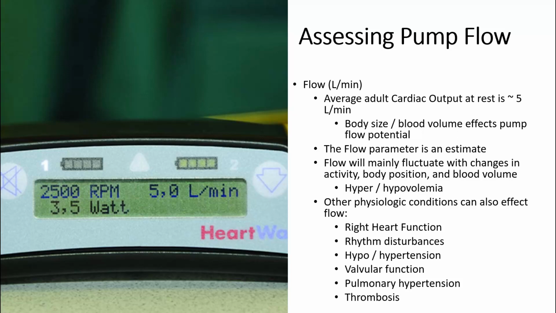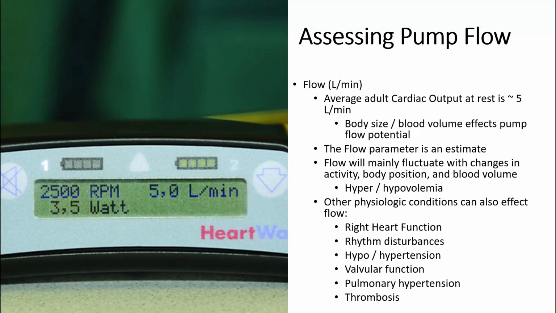But you and me sitting here, we probably have 5 to 6 liters per minute cardiac output every minute, just sitting here at rest, and that increases as our needs increase. The LVADs can be set to sustain a certain flow rate for the patient as well, and usually it's around 4 to 5 liters per minute, depending on our body size, so on and so forth. This flow parameter is an estimate.